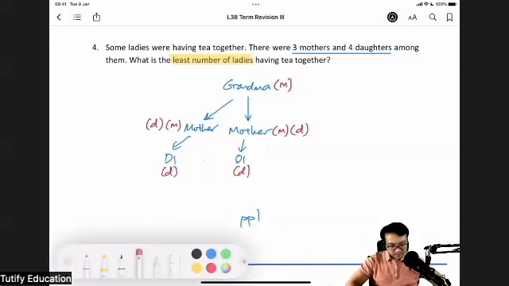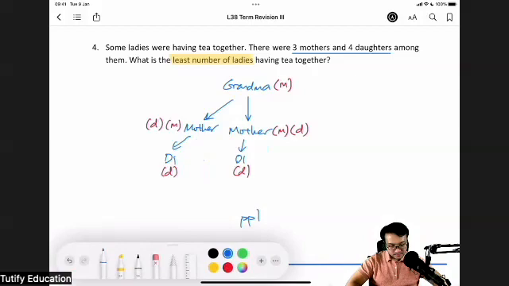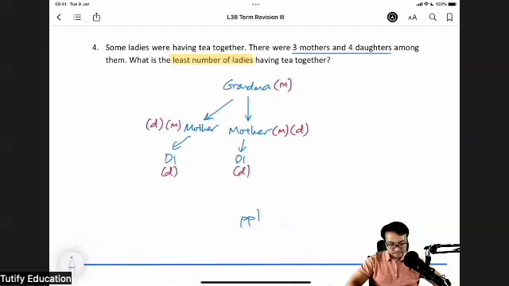Okay, how many people are there in the room right now? 4 daughters and 3 mothers. Very good. And how many people are there in the room? 5. Yes. Do you think this is the answer, Jinchen? Yes. Well done. You got it.